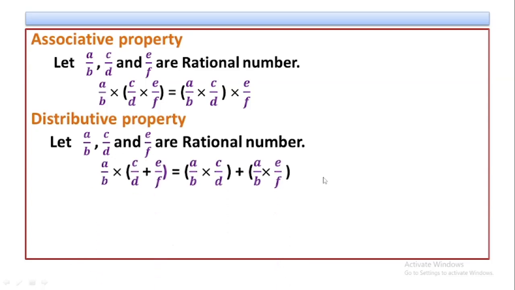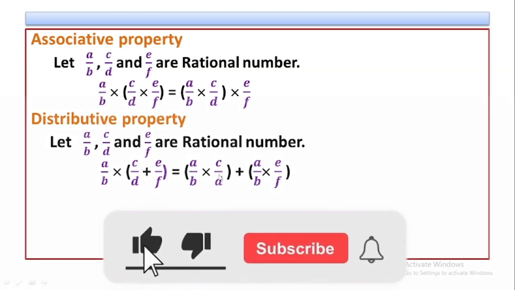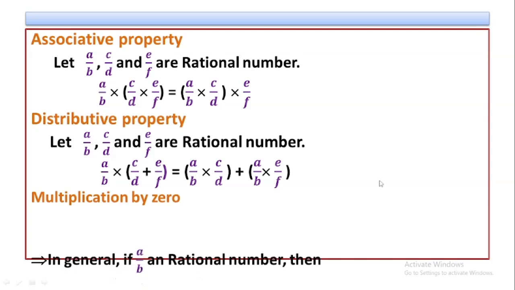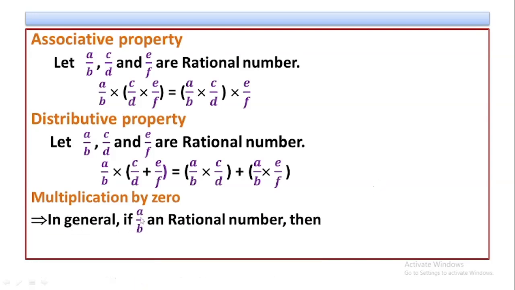Distributive property: if A over B, C over D and E over F are rational numbers, distributive property is said to be this. So distributive. A over B serves as a common factor. A over B multiplies both fractions in the bracket. A over B times C over D, as well as A over B times E over F.